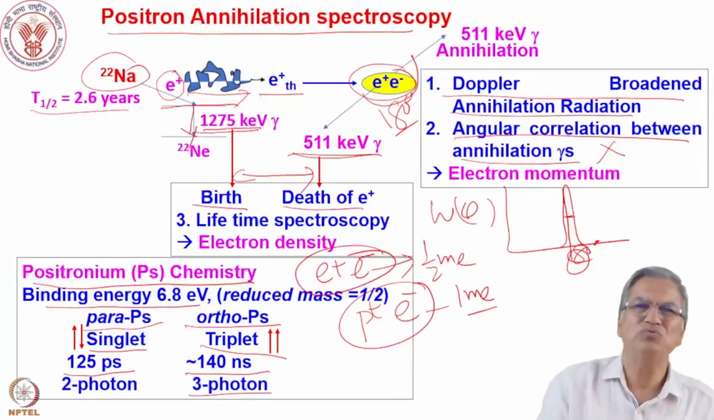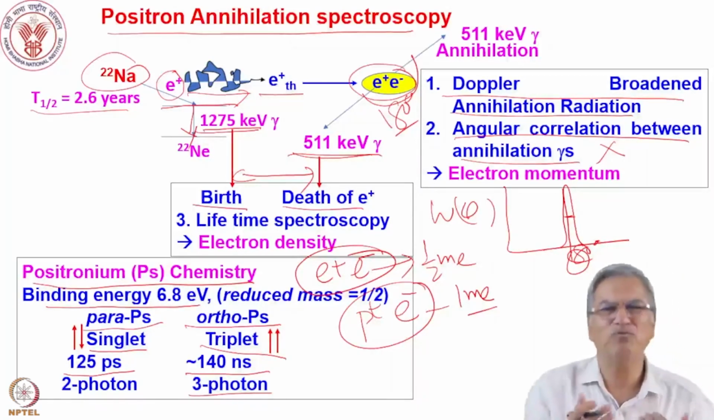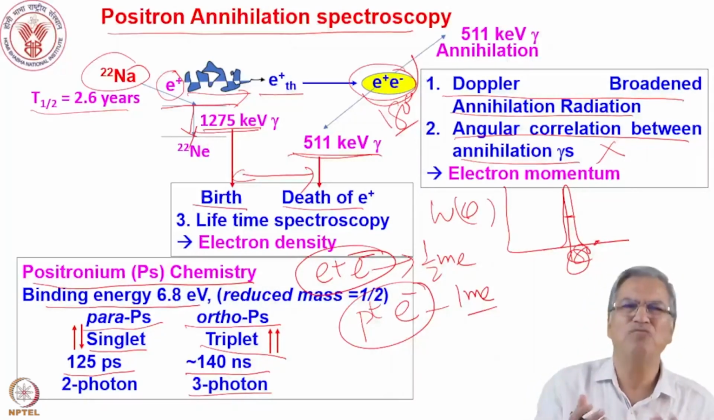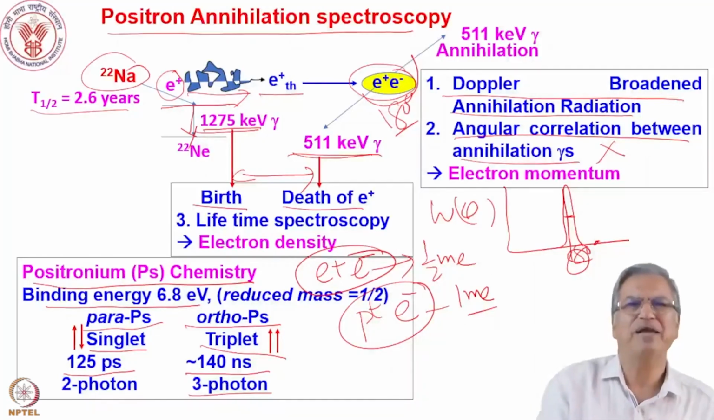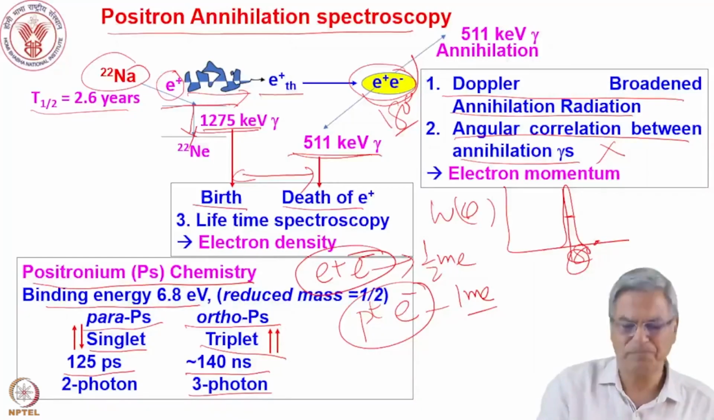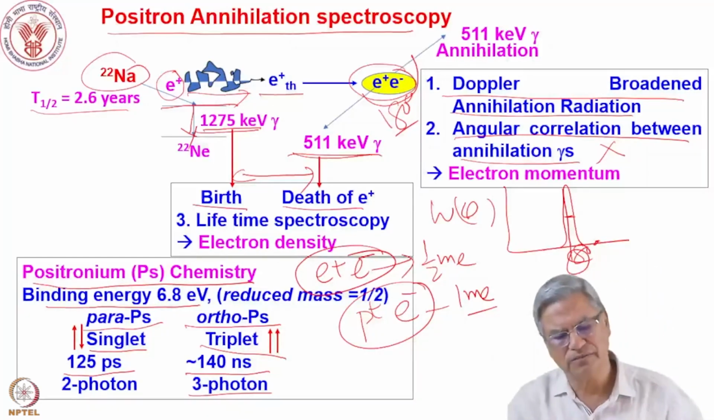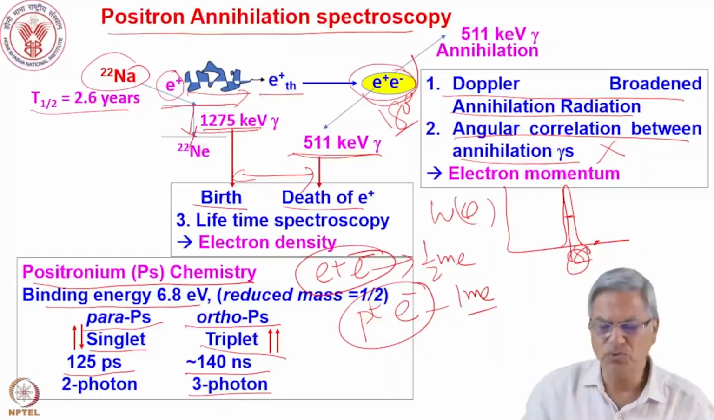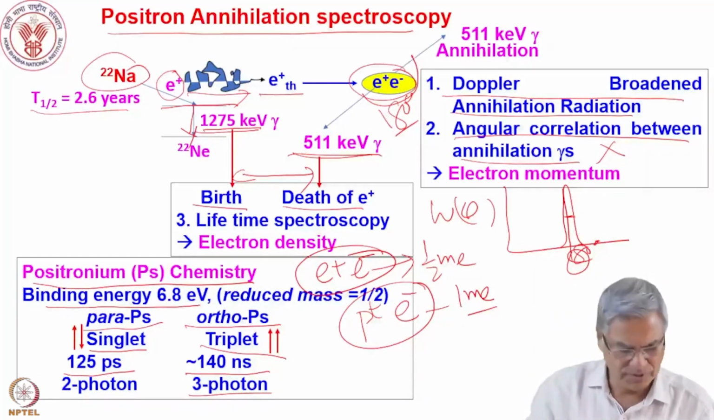And so you see an orthopositronium signature in a higher component. Instead of 125, you may have 150, 200, 250 picosecond lifetime. So this is another area, the chemistry of the positronium atom itself. These are the 3 techniques by which you can do studies with positron annihilation spectroscopy.